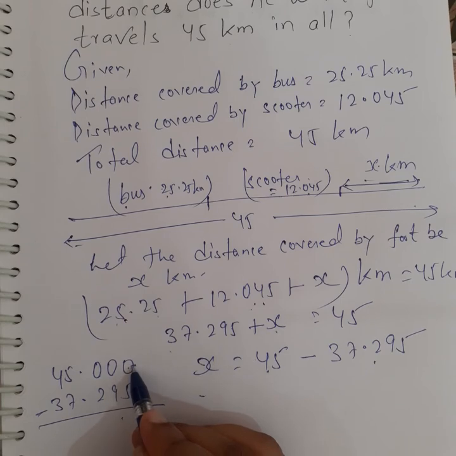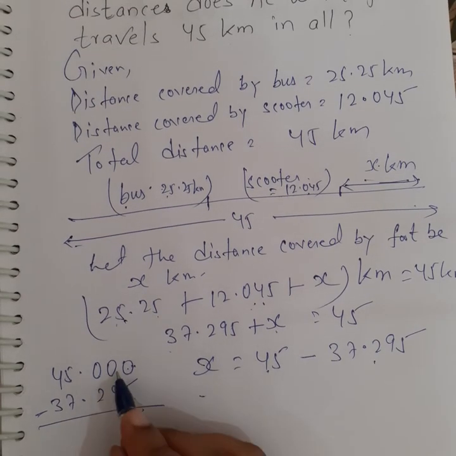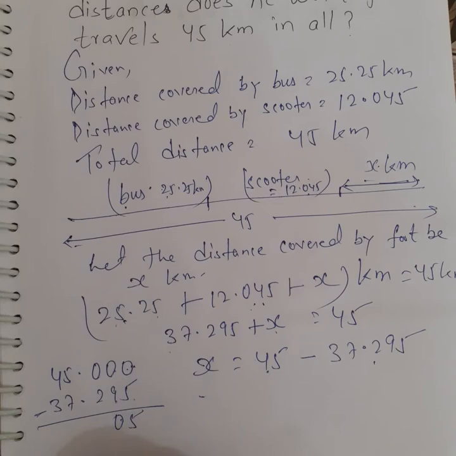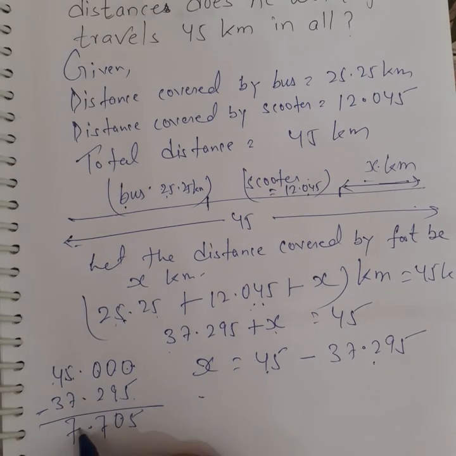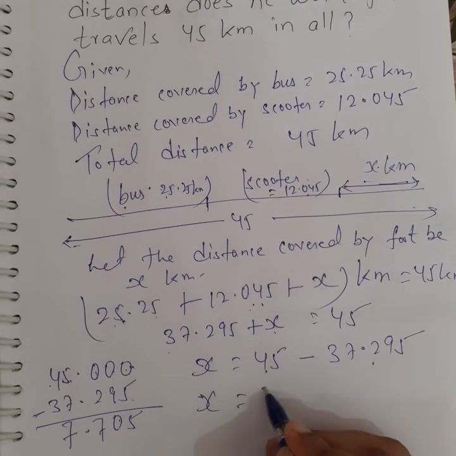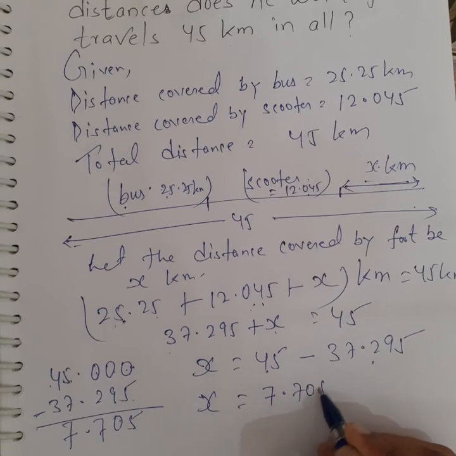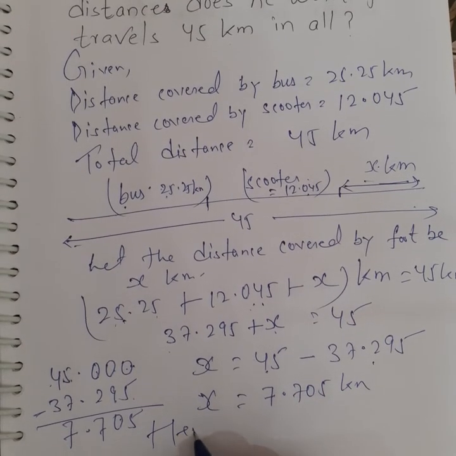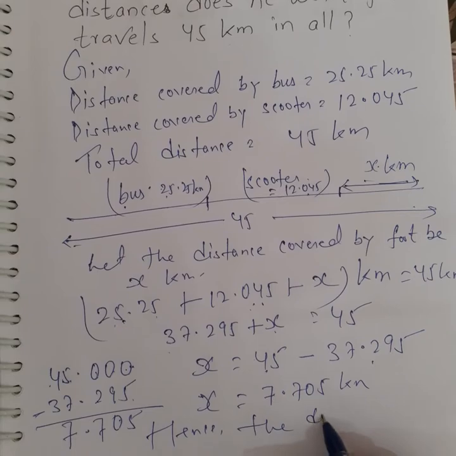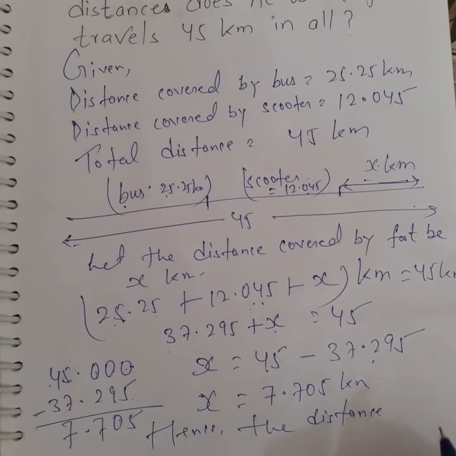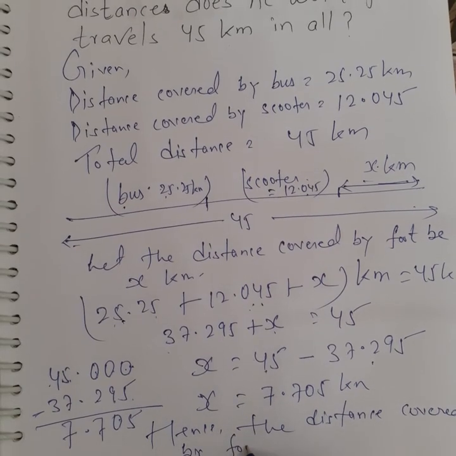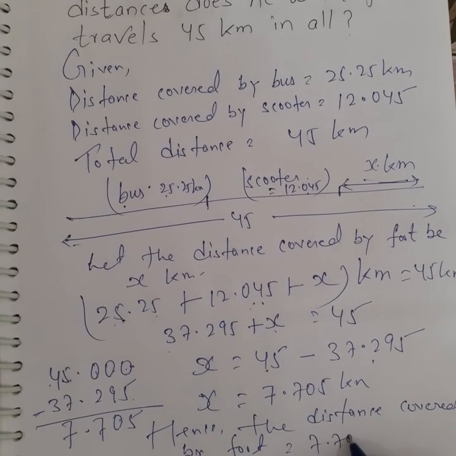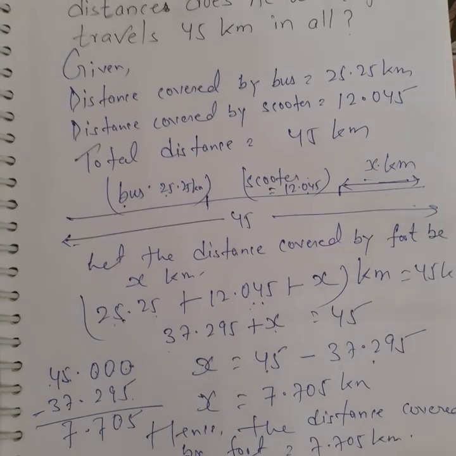This carry 1, it becomes 10, 10 minus 5, 5. Now this is 9, 9 minus 9, 0, 9 minus 2, 7. Now this becomes 4, so it carry 1, it becomes 14, 14 minus 7, 7. So the value of x is 7.705 kilometer. Hence, the distance covered by foot is equal to 7.705 kilometer. Okay.